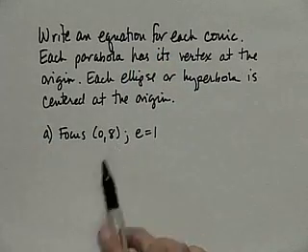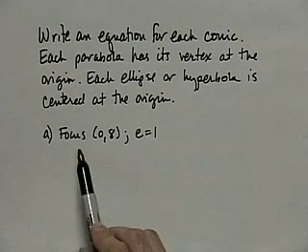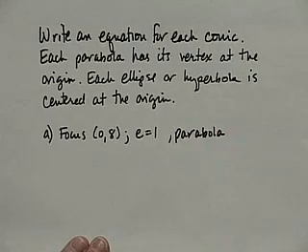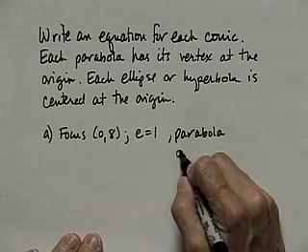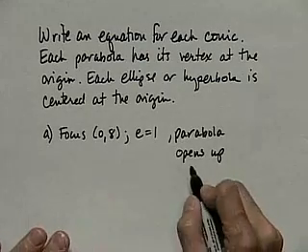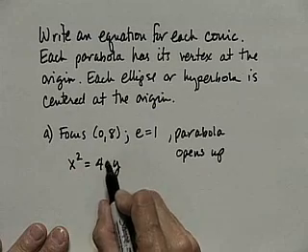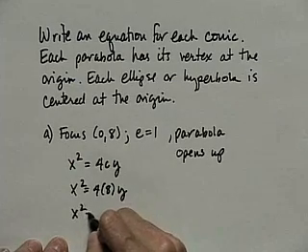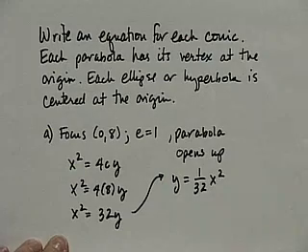Let's do that. What we want to do is write an equation for each conic, and we'll start with this one. Each parabola has its vertex at the origin. Each ellipse or hyperbola is centered at the origin. Well, the particular conic we're looking at here has eccentricity 1, which means it has to be a parabola. So we know automatically its vertex is at the origin. If its focus is at 0, 8, that means the parabola opens up. And so we'll substitute information into the equation. x squared equals 4cy. c is the distance from the vertex to the focus, or 8. So x squared is 4 times 8 times y, or x squared is 32y, which could also be written y equals 1 over 32 x squared.